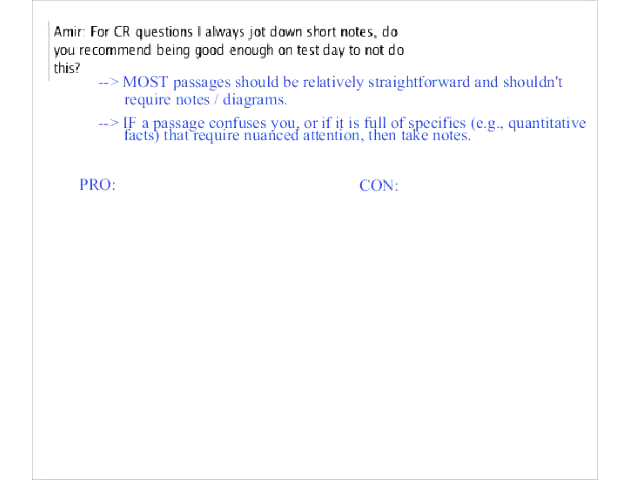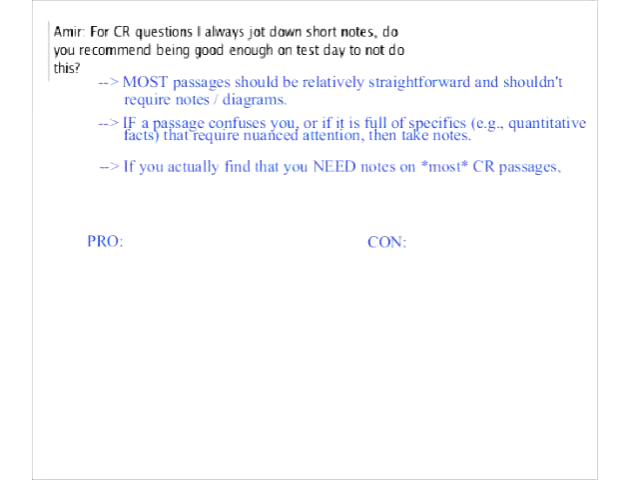But what I would say is if you actually have to take notes to understand most of these passages, then your comprehension of the general written English format is not where it should be for a test like this. So if you find that you need notes on most critical reasoning passages, then you should probably take a break from the GMAT and improve your general ability to read and understand professionally written English.